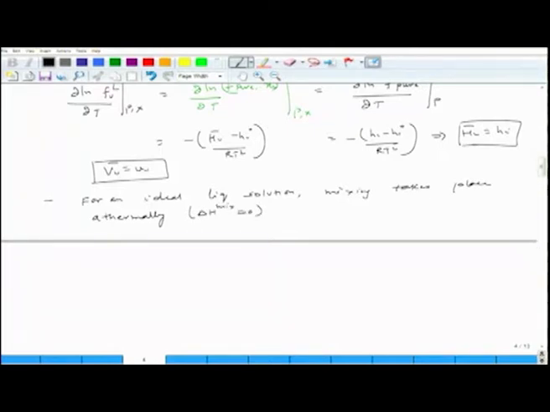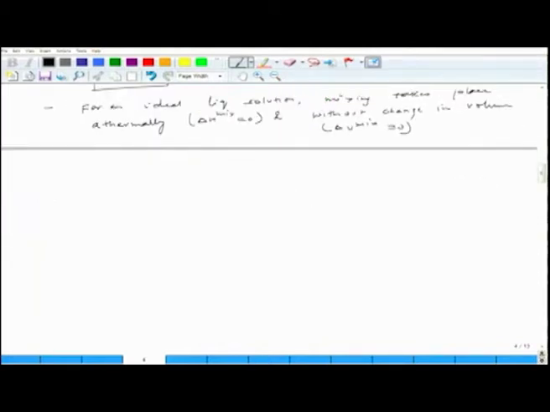Similarly, upon mixing for an ideal liquid solution, it should not change its volume. That means the mixing takes place without change in volume, which means delta V mix is equal to 0. So this is the statement directly from this expression.